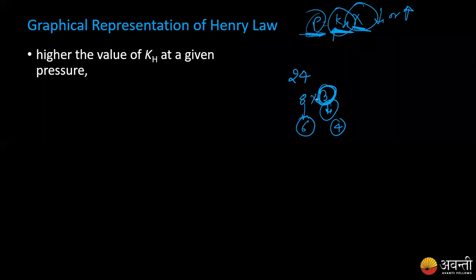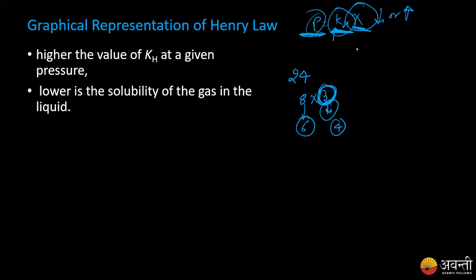Yes, Neha. So this 6 is smaller than the 8. That means if you increase one value from two multiplied values, then the other one will have to decrease to keep the multiplication constant. इस मल्टीप्लिकेशन को कांस्टेंट रखने के लिए अगर kh इंक्रीज हो चुका है तो x को डिक्रीज होना ही पड़ेगा. The higher the kh, the lower the solubility of the gas in liquid. Solubility क्या होगी? lower होगी. x क्या है? मोल फ्रैक्शन है. मोल फ्रैक्शन कम होगा तो solubility कम होगी.